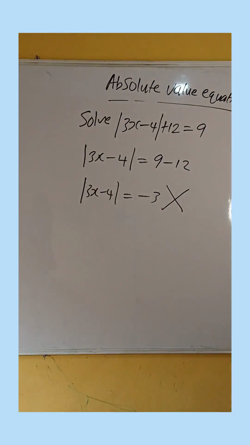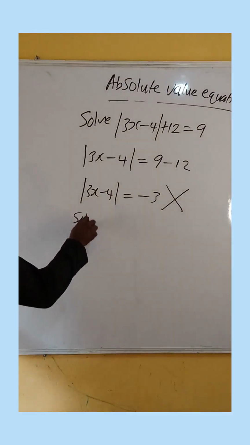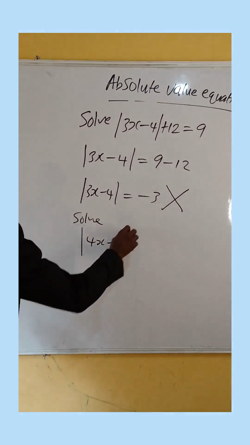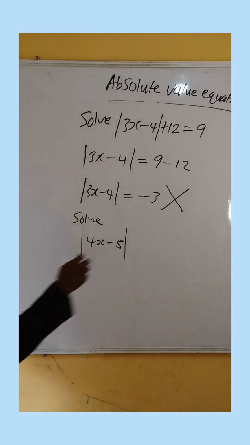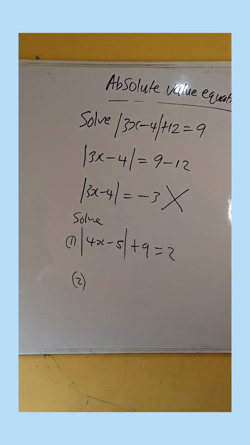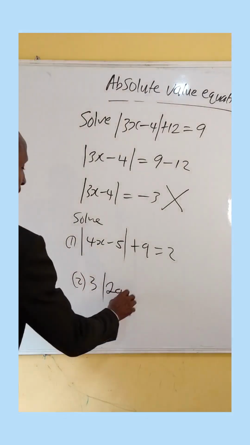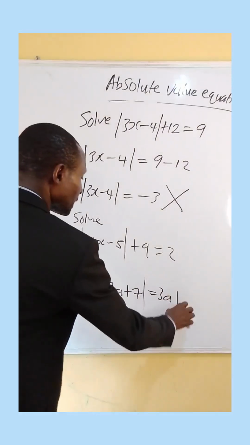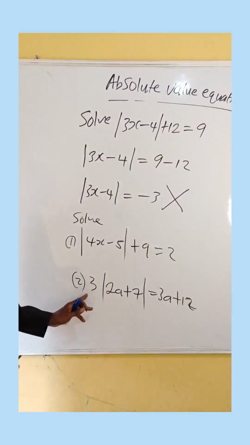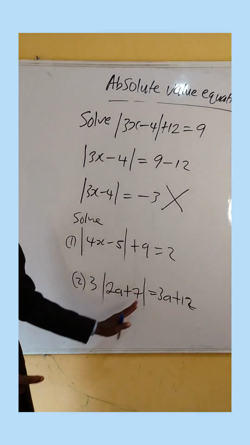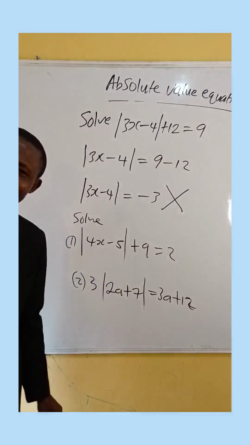Take this sum, you guys can try this. You can solve this for yourself. Solve: I have the absolute value of 4x minus 5 plus 9 equals 2. Solve that and let me know in the comment section. That's question 1. And question 2, you can try this. We have 3 times the absolute value of 2a plus 7 equals 3a plus 12. Now you might ask, why is it 3? So what you do, you divide everything here by 3 and everything here by 3 to separate the absolute value from the real value.